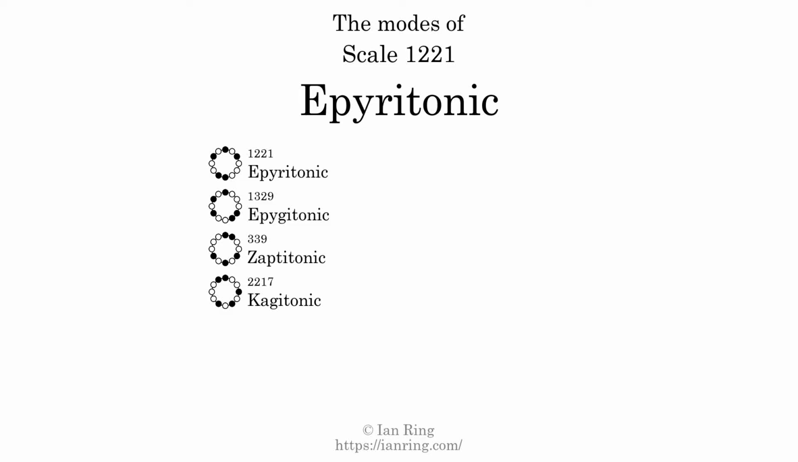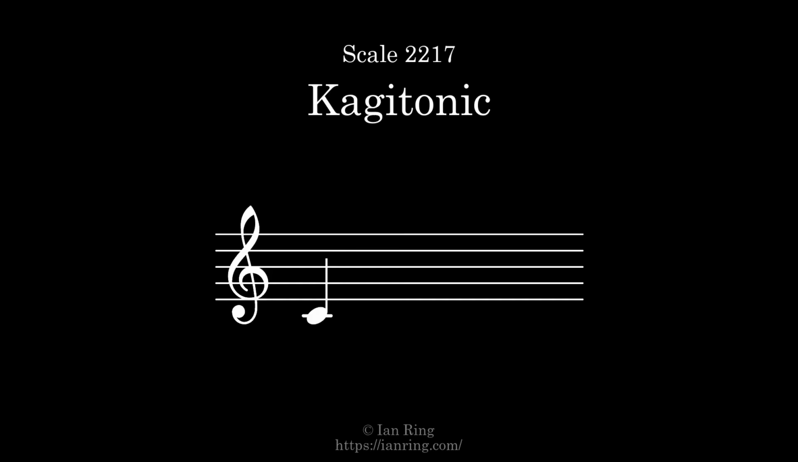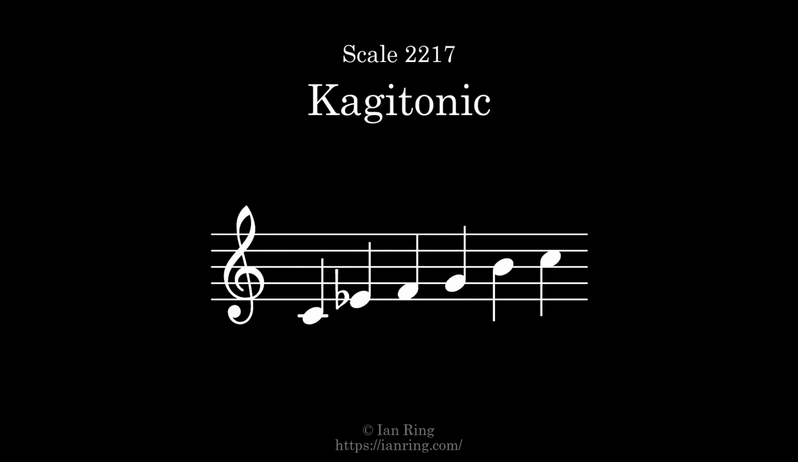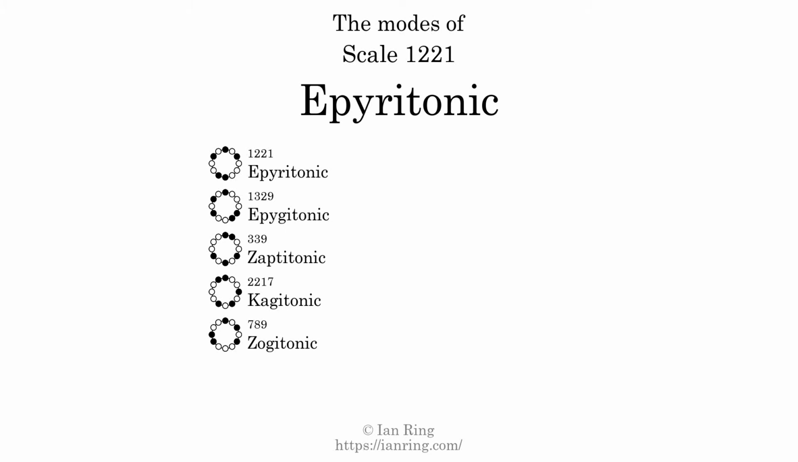The fourth mode is scale 2217, also known as cagatonic. It sounds like this. The fifth and last mode is scale 789, also known as zogatonic. It sounds like this.